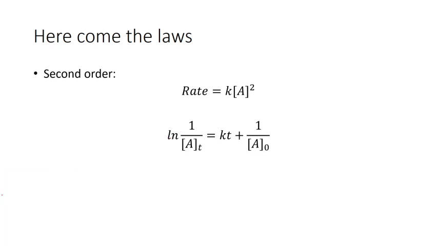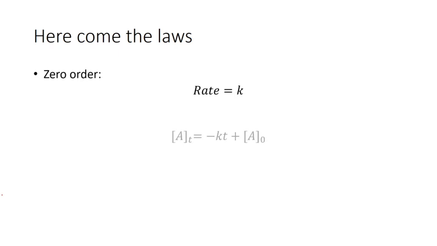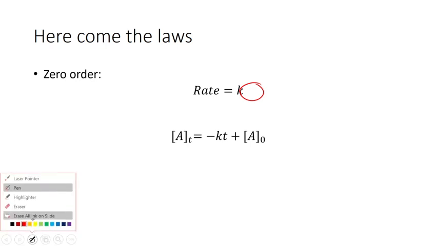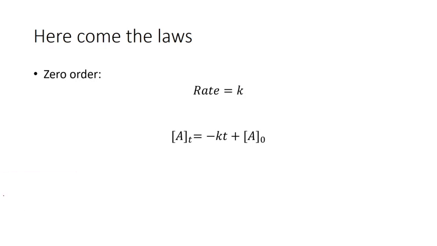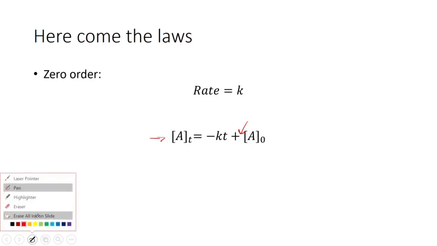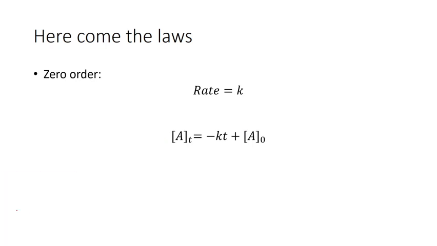That's first and second. There is also something called zero order, where if you notice, the rate is not dependent on the concentration whatsoever. So here we do not have the natural log of anything, and we just have our concentrations starting and at time t.